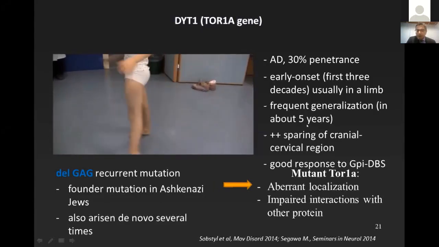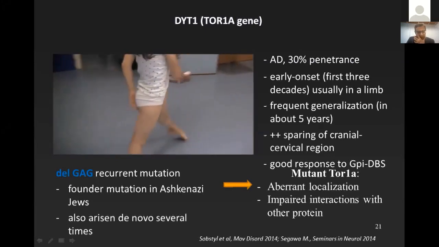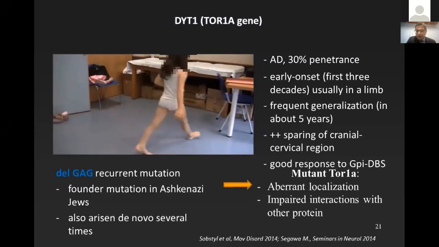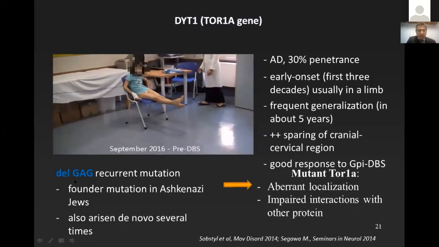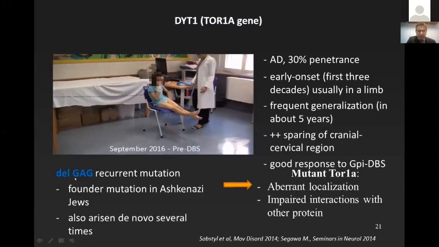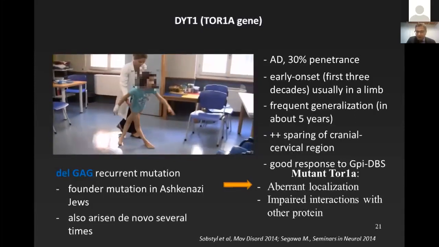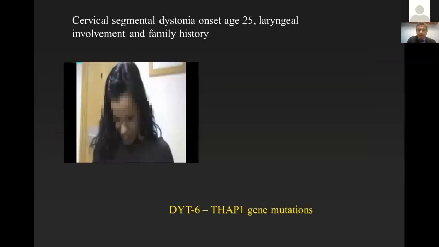It's important to recognize this because many of these people, if they don't have a good enough response to oral drug treatment such as anticholinergics, can respond dramatically well to GPI DBS stimulation. And this is a GAG mutation, more common in the Ashkenazi Jewish population. So that's DYT1. Another cause of early onset isolated dystonia is DYT6, or THAP1 gene mutations.